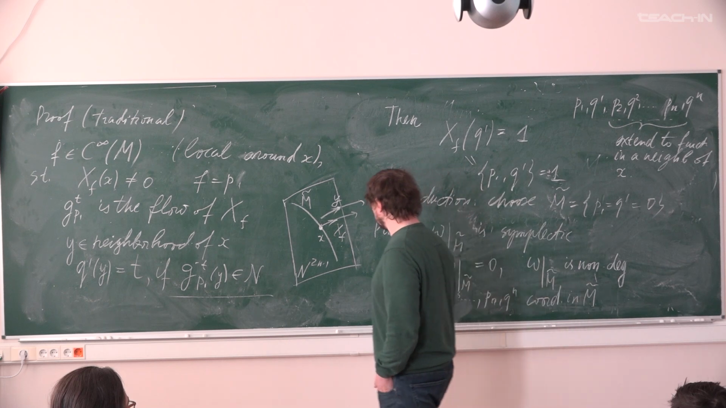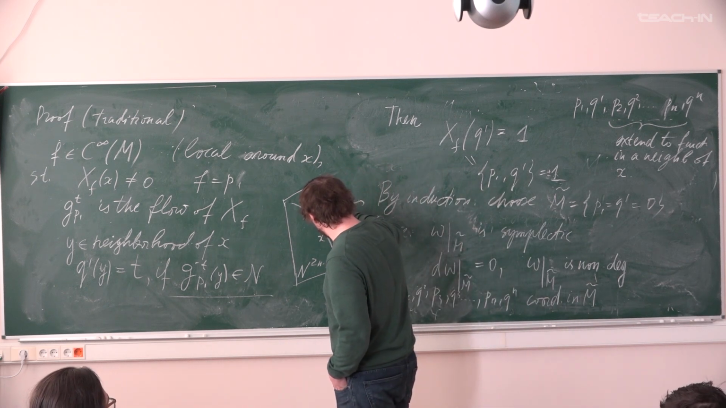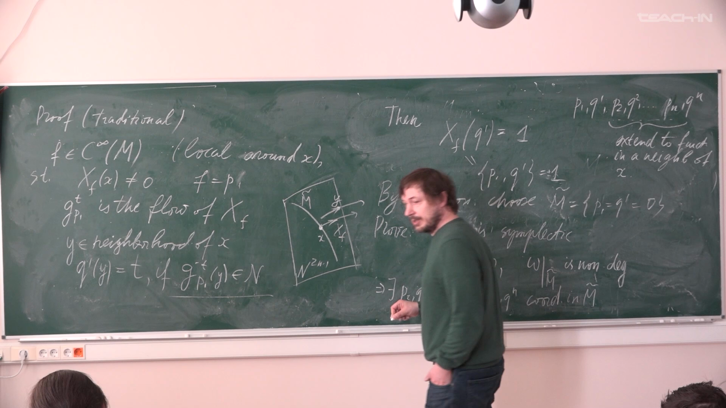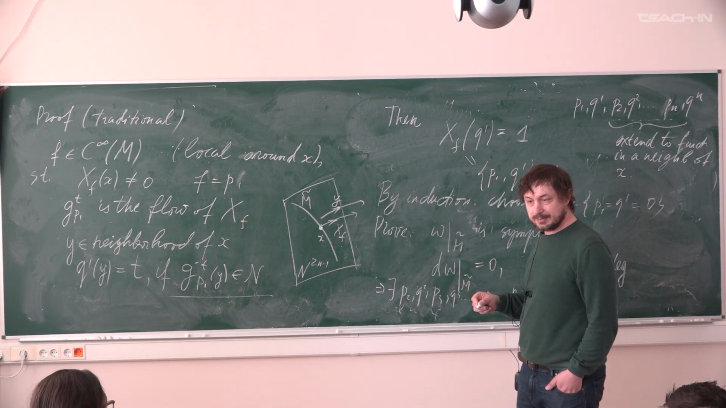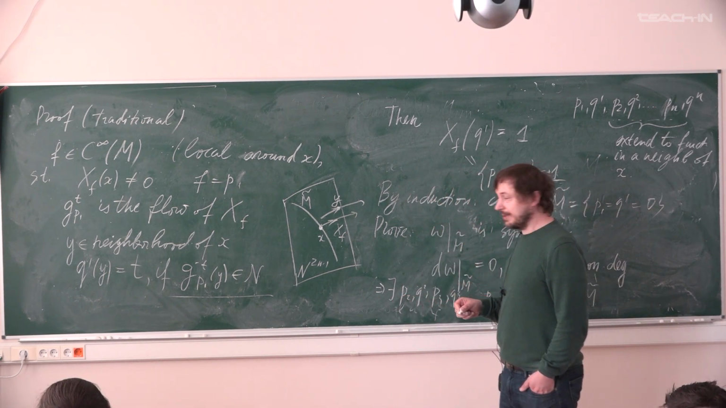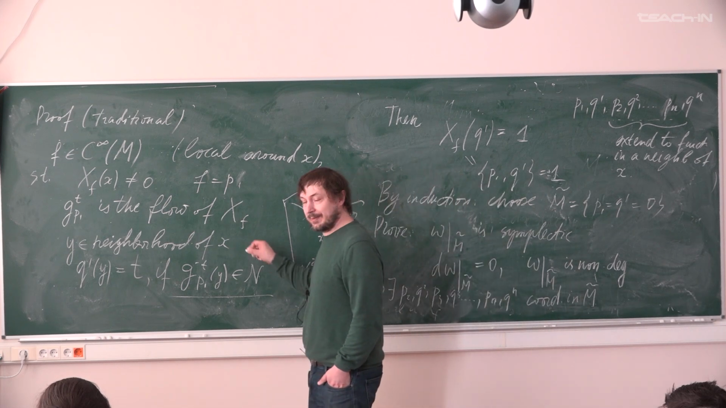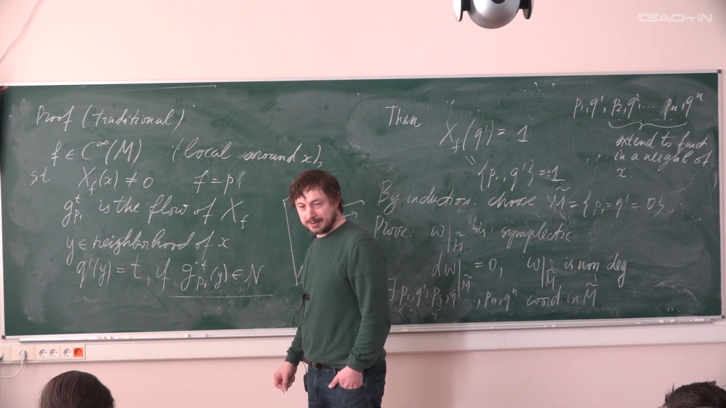And after this, locally, this system of functions will give you coordinates, and then you can check that omega in these coordinates will have the prescribed form. So it's pretty technical, but not very hard.